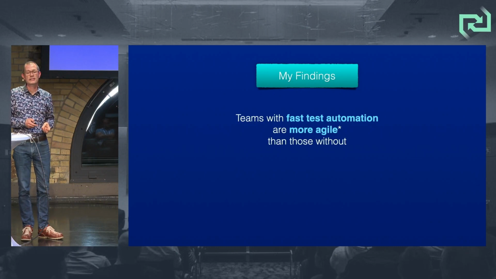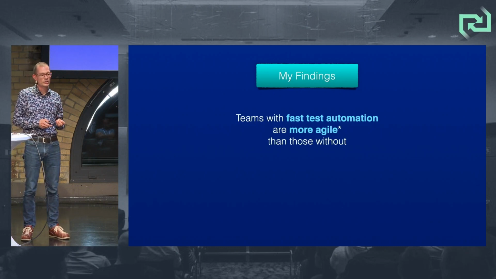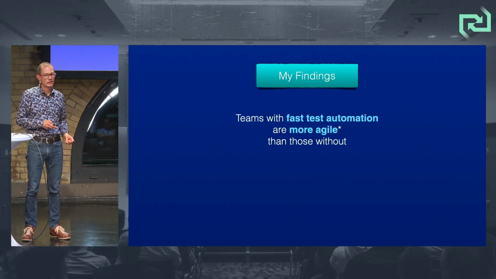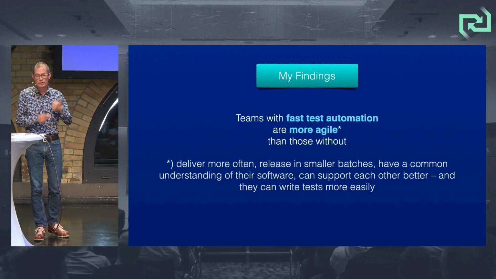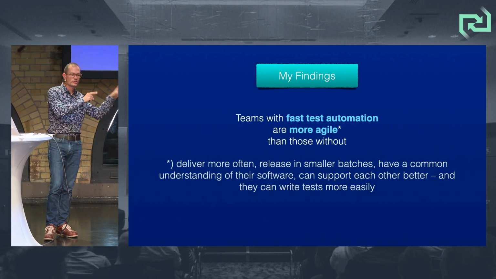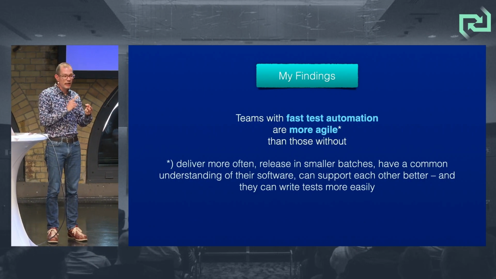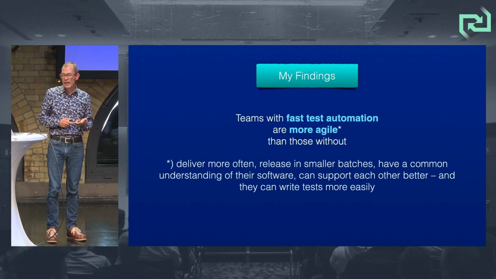Teams with fast test automation are more agile than those without. What does more agile mean? They deliver more often in smaller batches and so on. We've heard about that today. And they can write tests more easily. That's my claim, my observation.